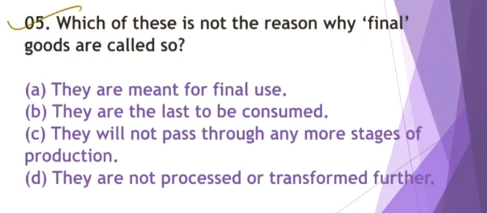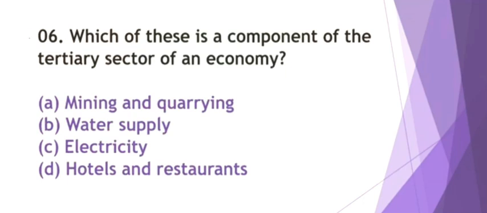Question number 5. Which of these is not the reason why final goods are called so? Option number B is the correct answer. They are the last to be consumed. Question number 6. Which of these is a component of the tertiary sector of an economy? Option number D, hotels and restaurants.